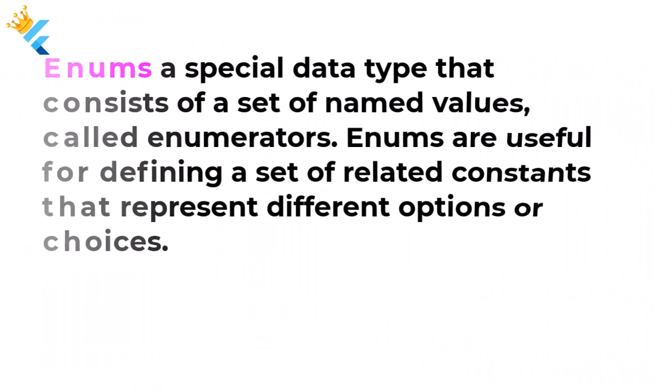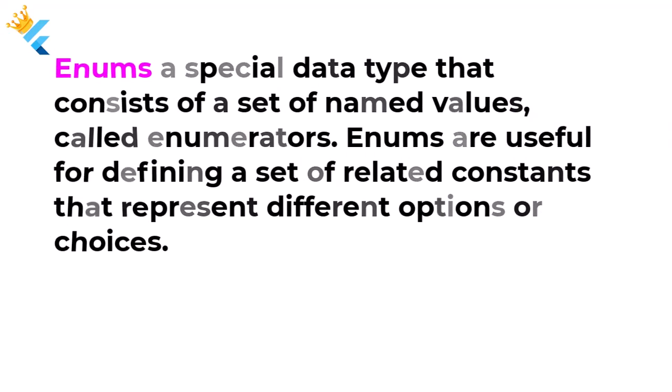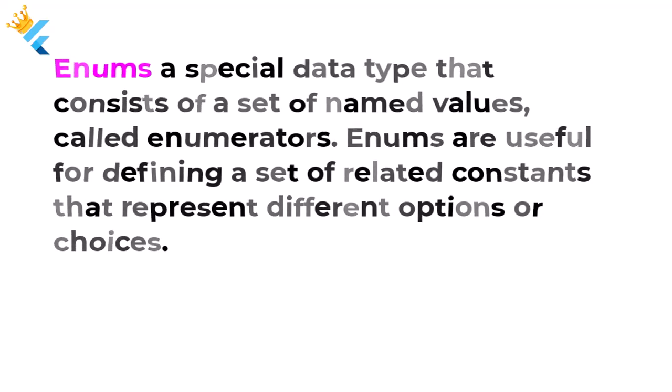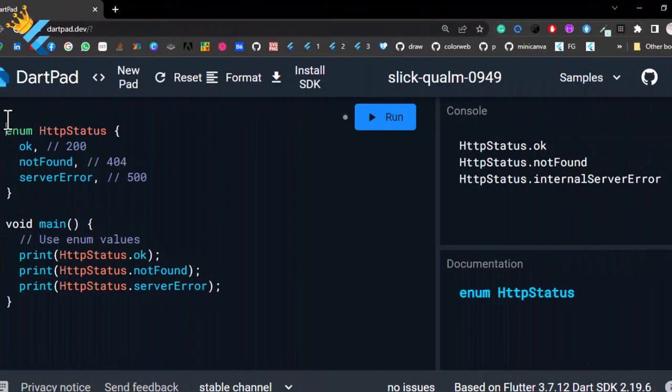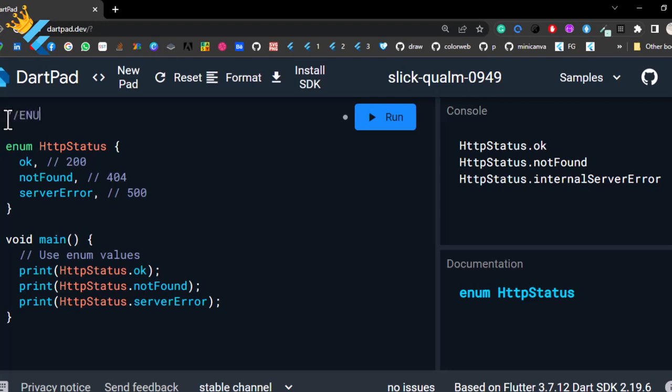Enums in Dart, or enumeration, is a special data type that consists of a set of named values. These are useful for defining a set of related constants that represent the different options or choices. We can use enums to create more expressive and readable code, or you can say enums in Dart are like a constant value. Okay, let's take an example.